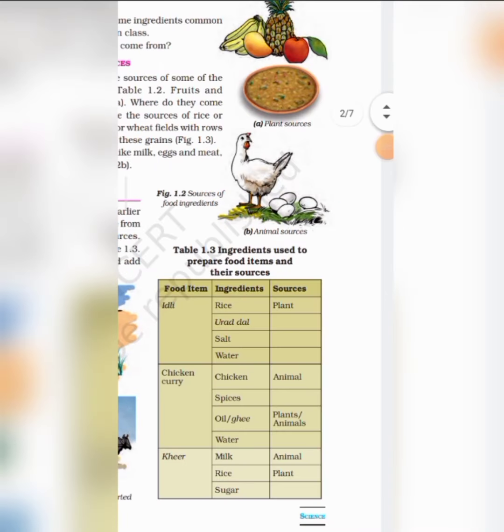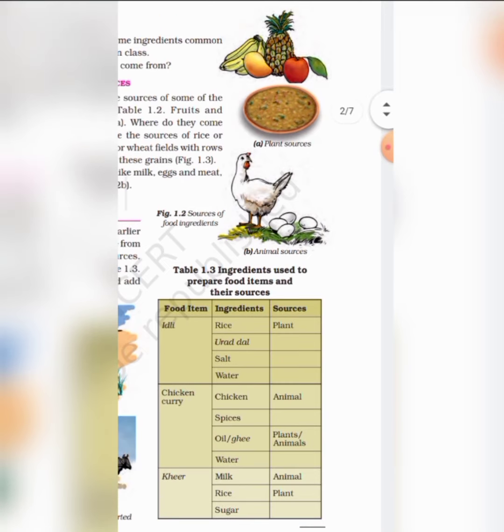So, here is table 1.3. They are telling us to find, as we already mentioned the dishes and their ingredients in table 1.2, the sources of each of the ingredients. That's what we have to do with this table 1.3. For example, rice comes from plants. Urad dal from plants. Similarly. And here are some pictures about the sources of ingredients.